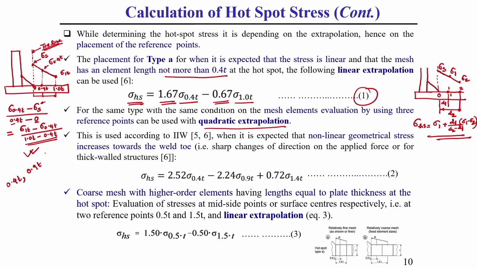So, 0.40, 0.90 and 1.40. These 3 point stress values we need to consider. So, here I have written. Here we need to know how to do the extrapolation. Generally the extrapolation method is a very interesting method. Here we need to consider a quadratic equation.